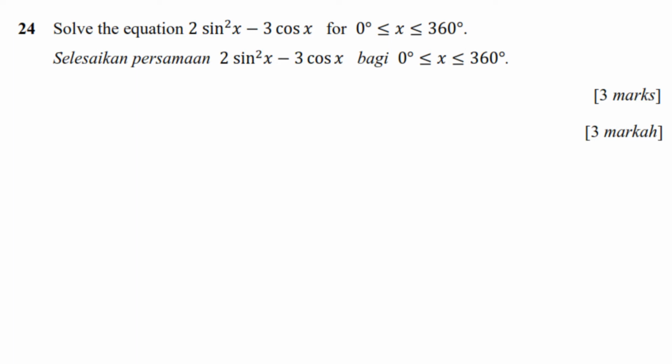Okay, the question says solve the equation 2 sine squared x minus 3 cos x. When it says equation, you don't see an equal sign, right? It means that there's a mistake in this question. So can you please add in, it should be equal to 3. There is something missing, I think during the printing or editing. Okay, it should be equals to 3.